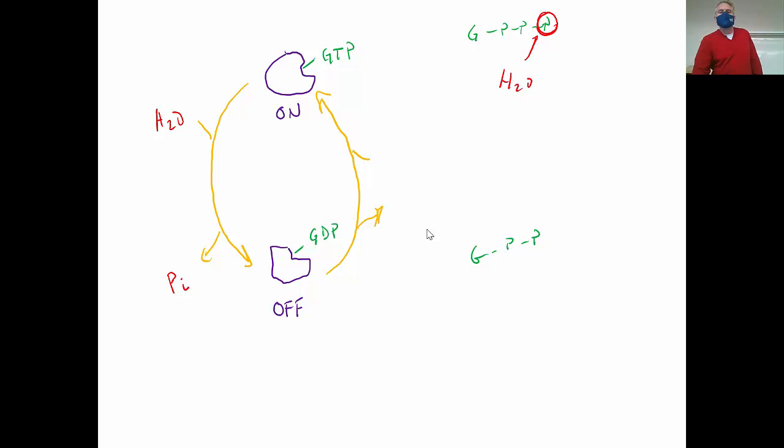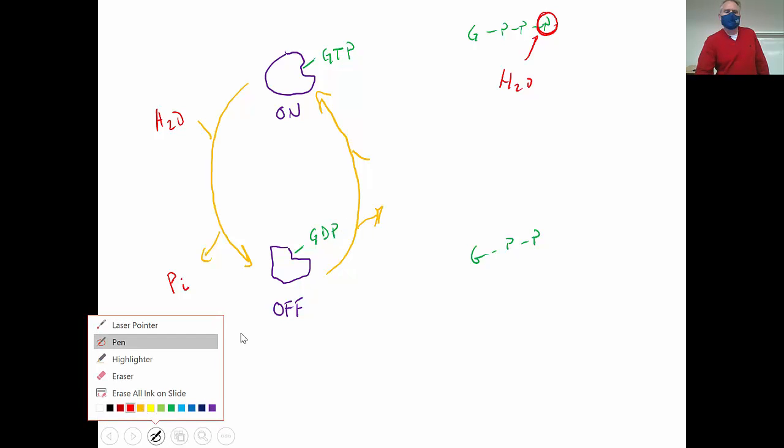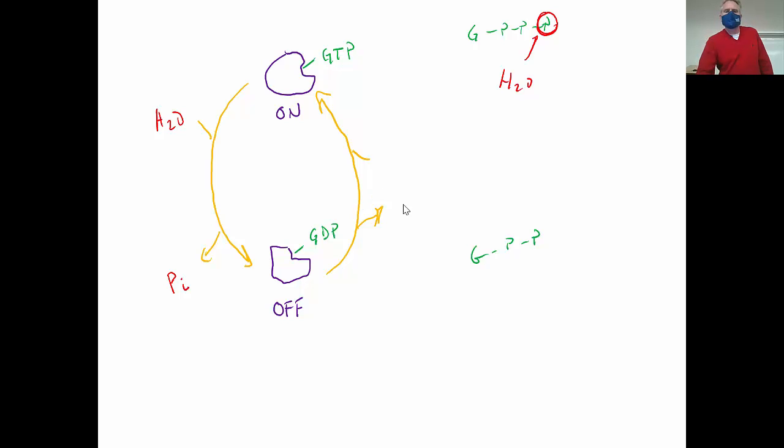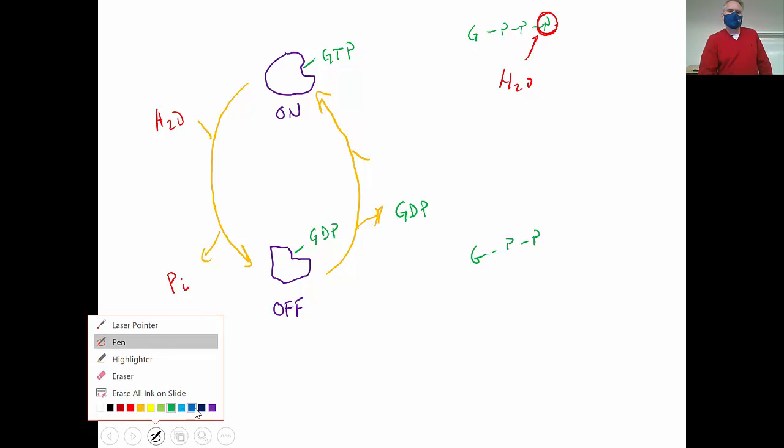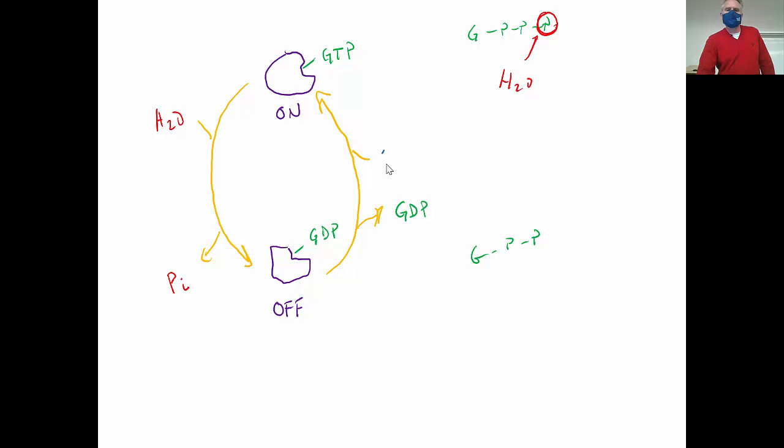To turn on, what it actually has to do is it actually has to kick that GDP out. And what has to come in instead, I'll do this in a different color, is a new GTP has to come in. So the GDP is not phosphorylated to GTP in place. So I always ask this on an exam. I'll ask it on your exam at some point this year. So the GDP gets kicked out.